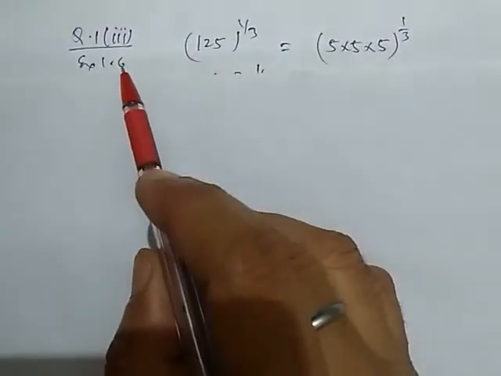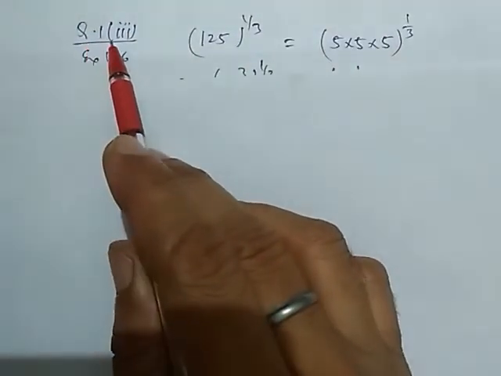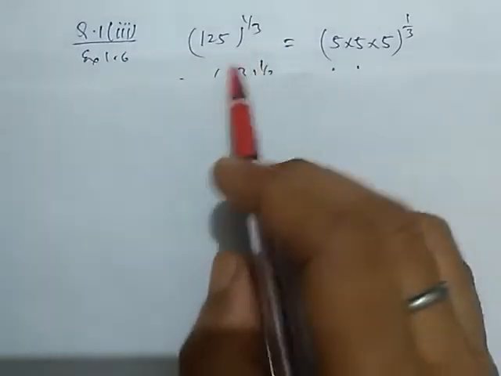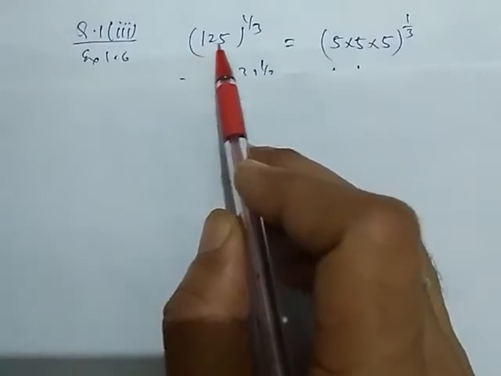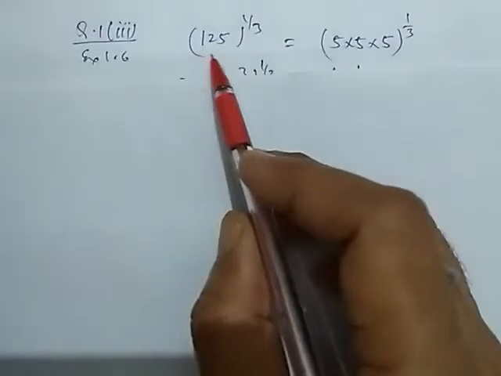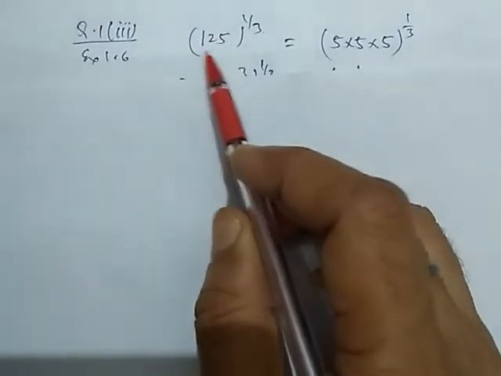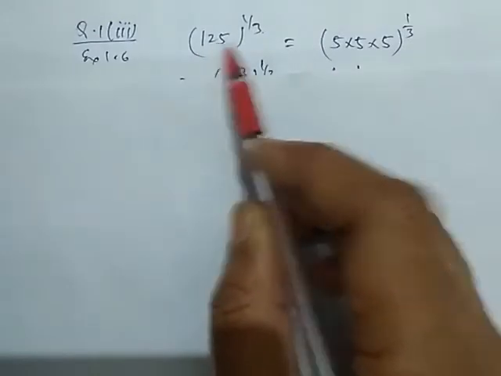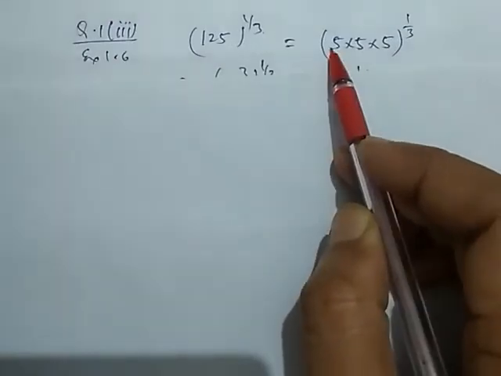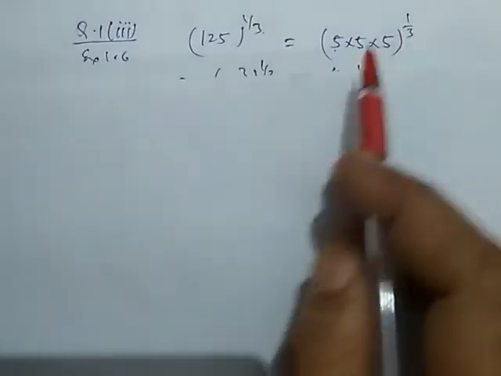Now we solve some problems. This is question 1, part 3 of exercise 1.6. The question is 125 whole raised to the power 1 by 3. First we break this 125 into factors. 125's factors are 5 into 5 into 5. 5 fives are 25, 25 fives are 125. So these are the factors, and the whole power is 1 by 3.